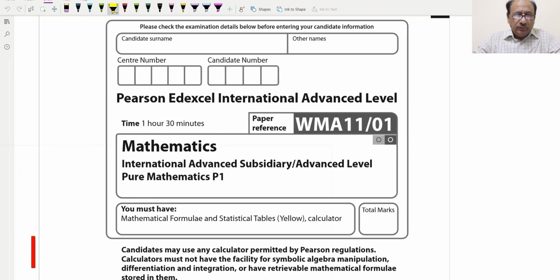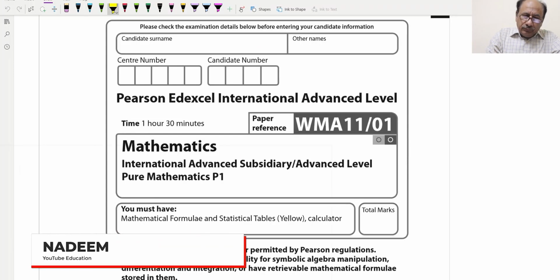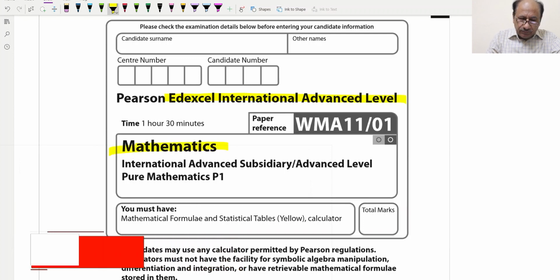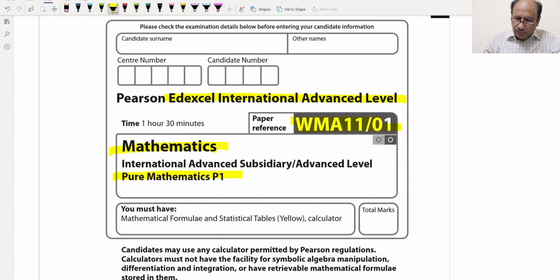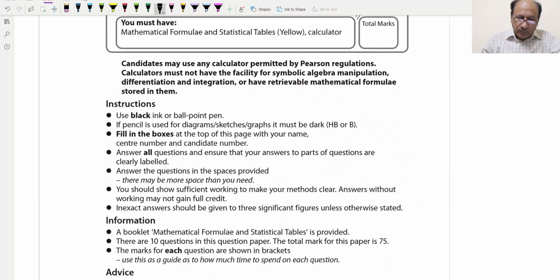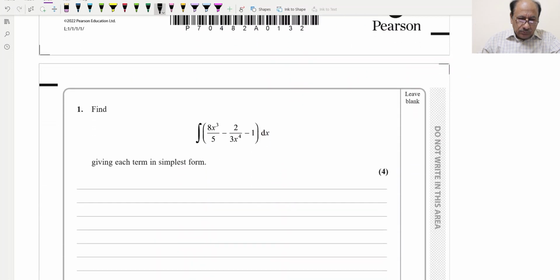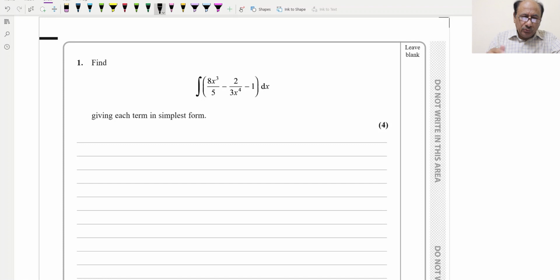Hello everyone, today we will be going through Pearson Edexcel International Advanced Level Mathematics, Pure Mathematics P1, WMA1101. This is the Jan 2022 paper, so we can write here Jan 2022 paper. Now we can go through question number one.